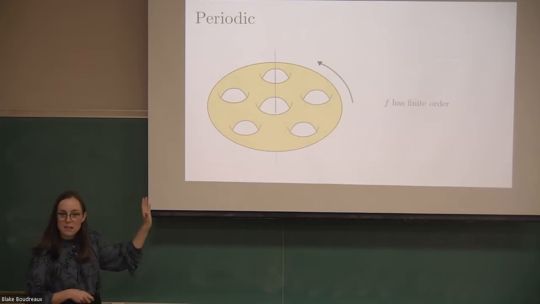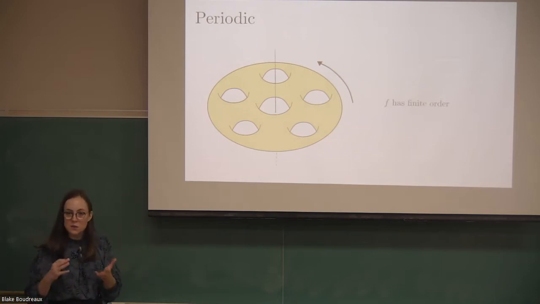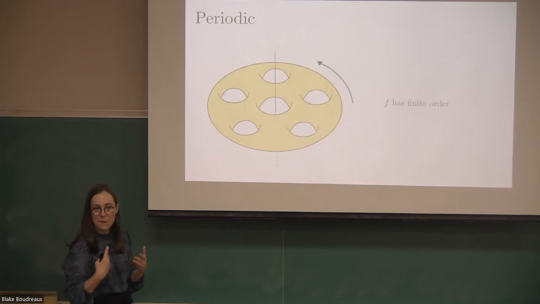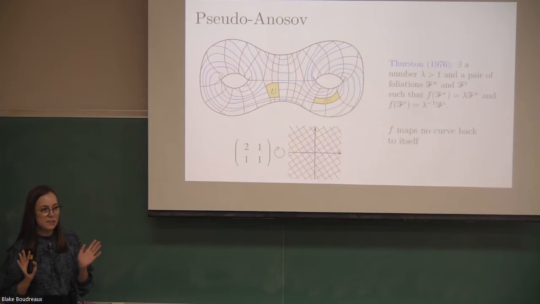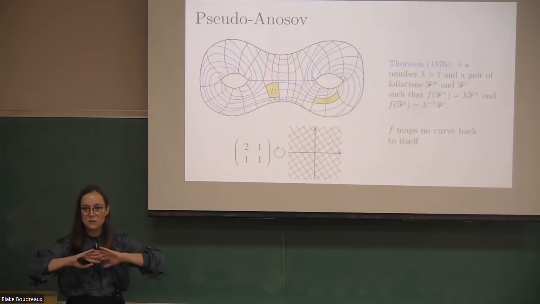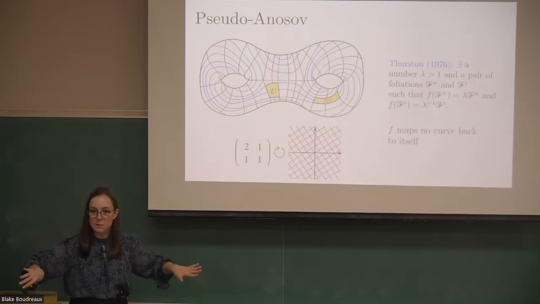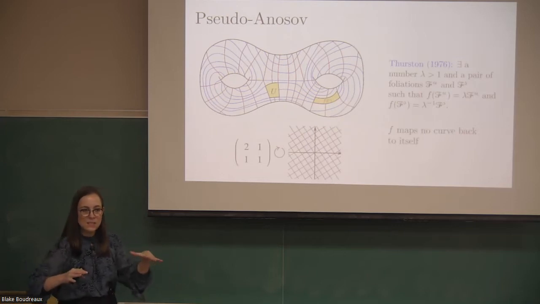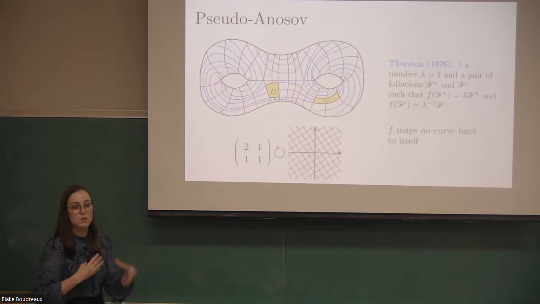And another way that we like to think about this is that every single curve on the surface will eventually map back to itself. On the other hand, we also have the pseudo-Anosov mapping classes. These are as far away from periodic as you could possibly imagine. These are the mapping classes that mix the underlying surface in the most complicated way possible.